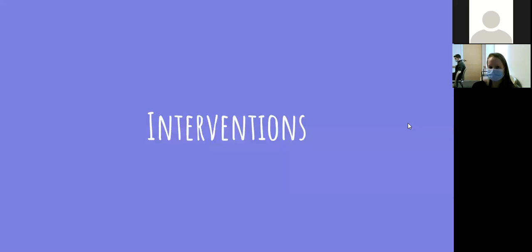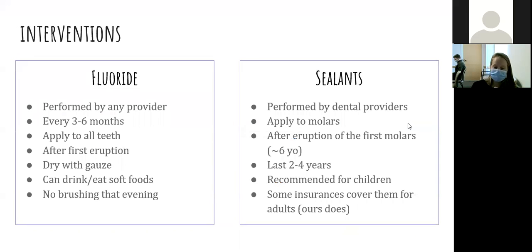So that brings us into the interventions that we can do. I am just going to very briefly go over this because these could be two different talks all in themselves. But two of the evidence-based interventions that we can do to either prevent or arrest dental disease are applying fluoride and dental sealants. Fluoride can be performed by any provider. They recommend putting it on children's teeth on a risk-based strategy every 3 to 6 months, as soon as the first tooth comes out. The best way to do it is to dry the teeth off with gauze. Afterwards, the children can eat and drink soft foods, but you want to advise the parents that they shouldn't brush their teeth that night.